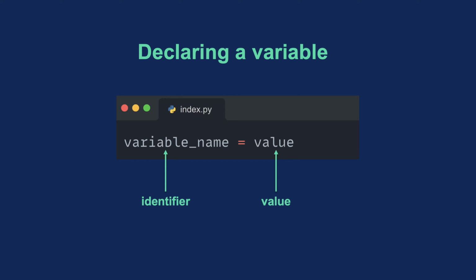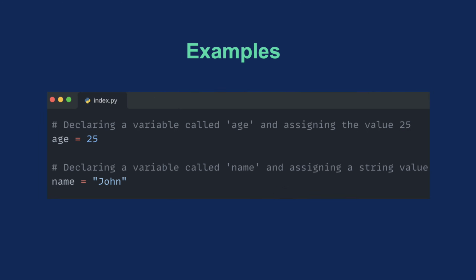In Python, declaring a variable is simple. As you can see here on the screen, there is variable_name equal to value. Variable name is the identifier you choose for the variable. It can be any name as long as it is meaningful. And value is the data that you want to store in that variable. Later on in this topic, we are going to look at the best practices for naming variables.